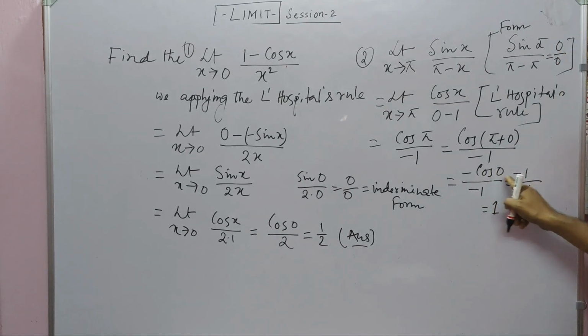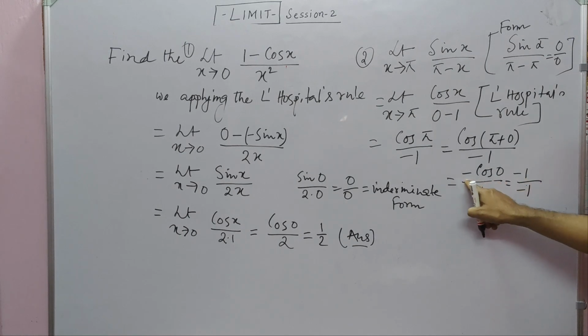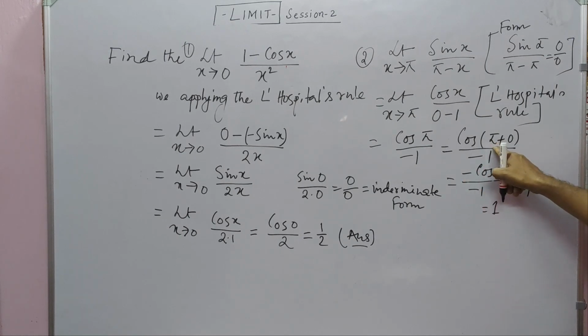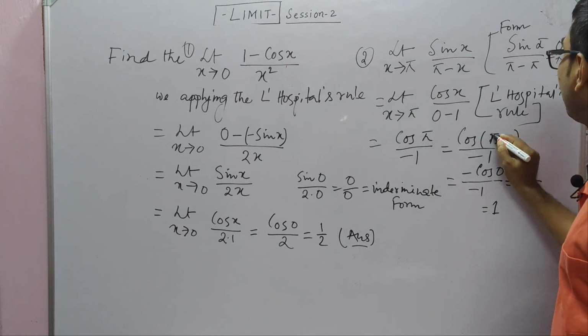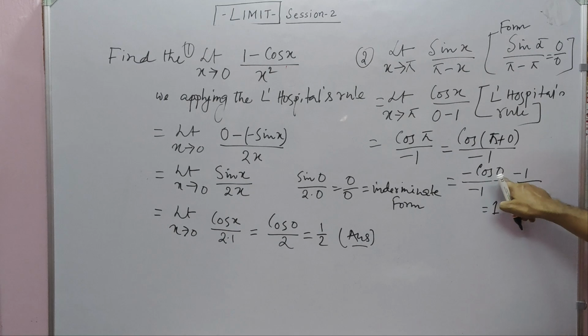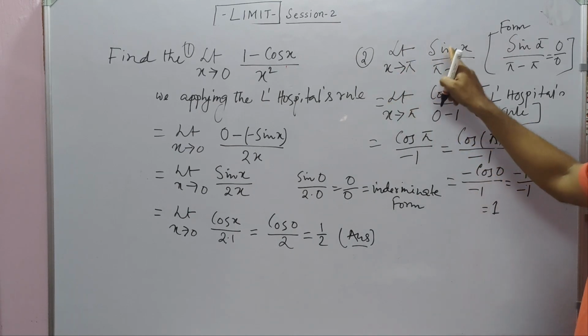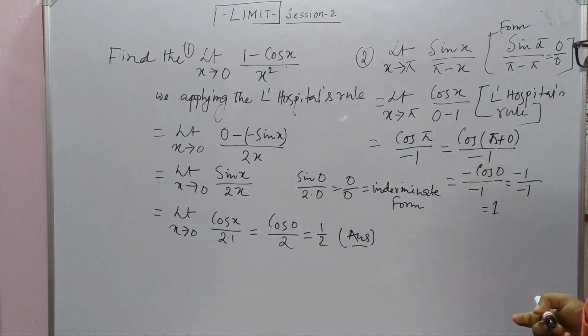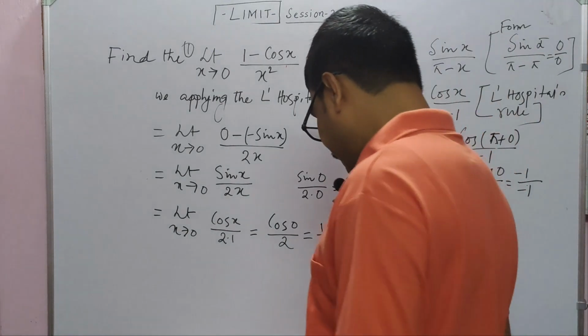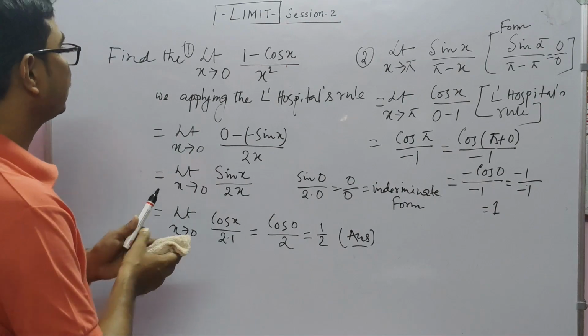Cos 0 means 1, and the minus indicates it lies on the second quadrant, 0 to pi, all sin tan cos, by this rule we get minus cos 0, so minus 1 by minus 1, the minus signs cancel out, so the result is 1. So limit x tends to pi, sin x by pi minus x equals 1. Now we have applied L'Hopital's rule. Next we take examples of this.